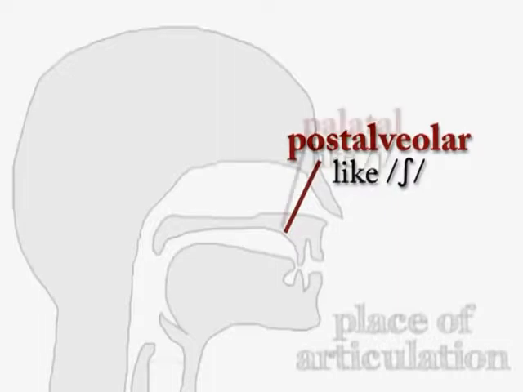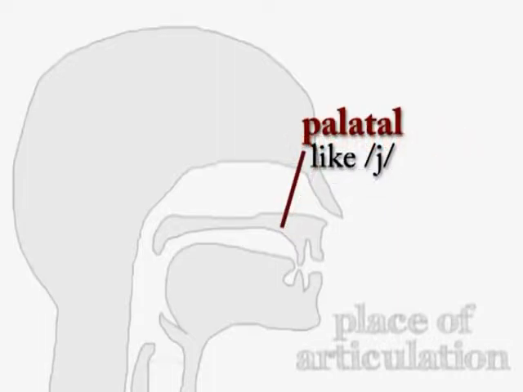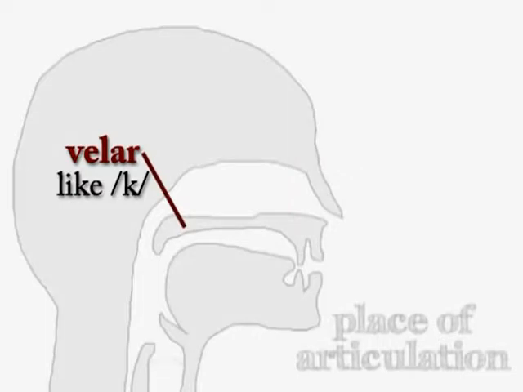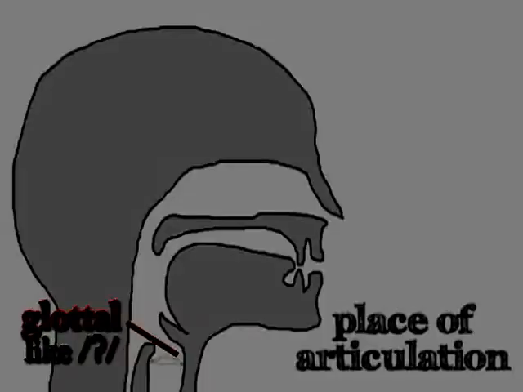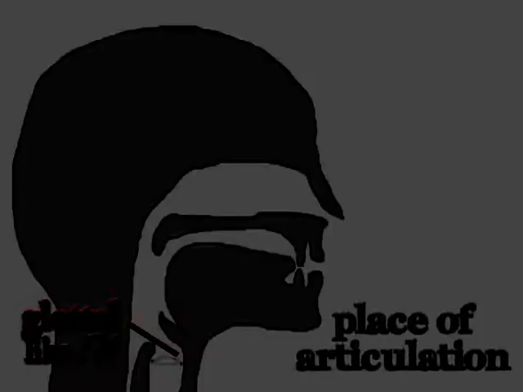And then eventually you'll get to your palate, the roof of your mouth, that produces a palatal sound, like y. Further back in your mouth, you have your velum, that produces a velar sound, like k. Inside your throat, you have a glottis, and that produces a glottal sound, like the catch in your throat in uh-oh. We've skipped some places of articulation, but that's a good start.